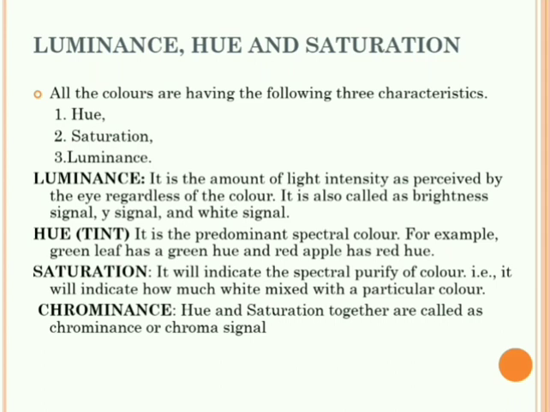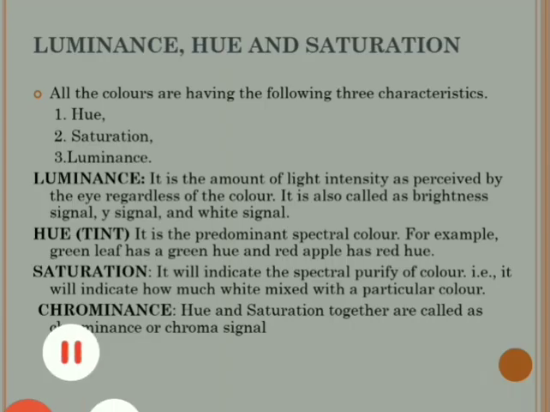Hue and saturation together are called chrominance or chroma signal. That's why we have the chromaticity diagram, which is the plot of hue and saturation over the x and y axes. Getting it?